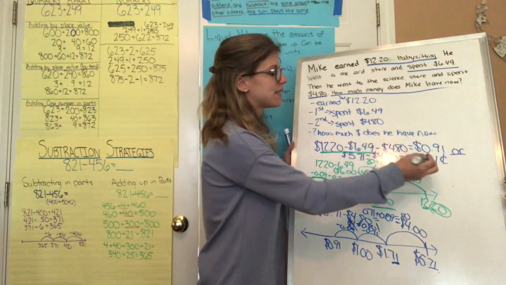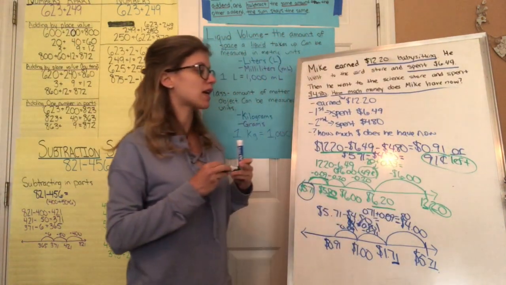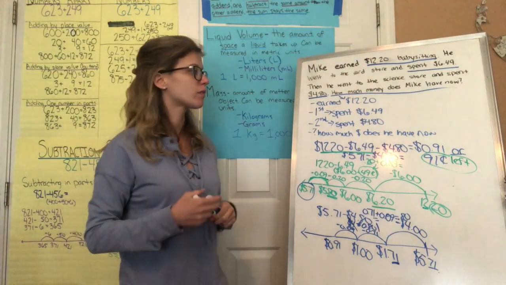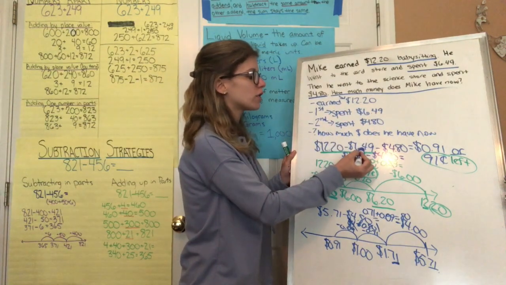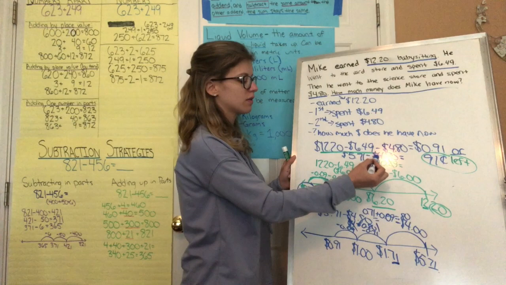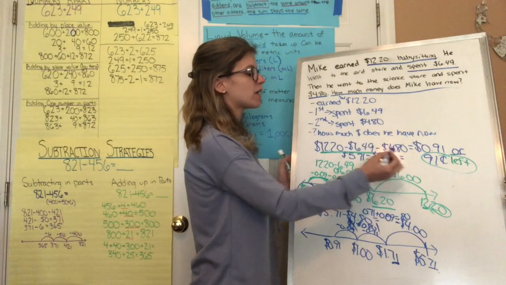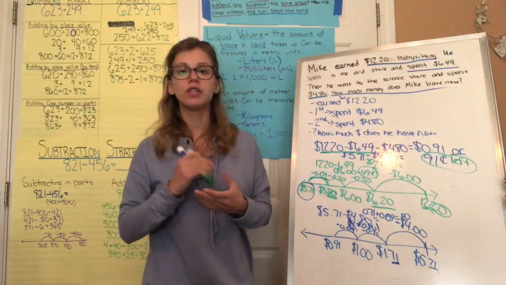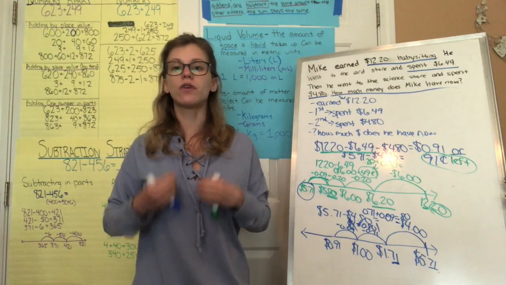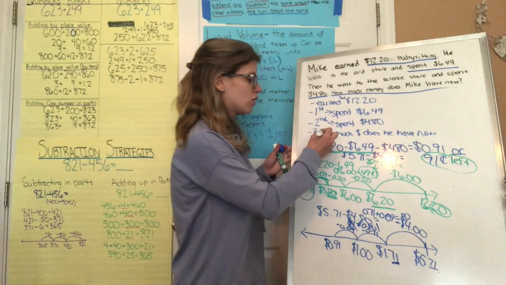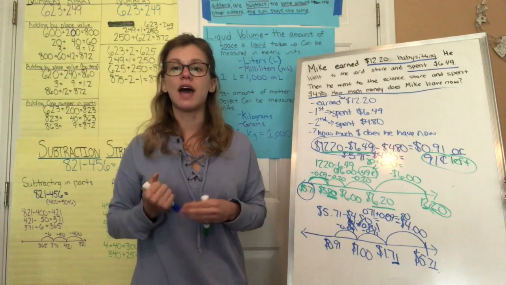My answer represents he has 91 cents left. After spending all this money, he has 91 cents left. He started with $12.20, and then he spent $6.49, which we subtracted first, to get to $5.71 that he had left. And then he spent another $4.80. So when you're solving two-step word problems that are using subtraction, you need to first solve for two of them and then take away the last part from that solution.